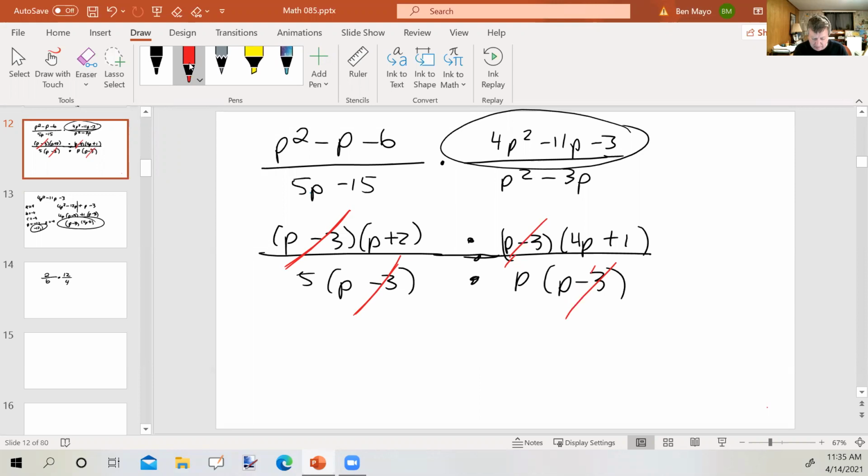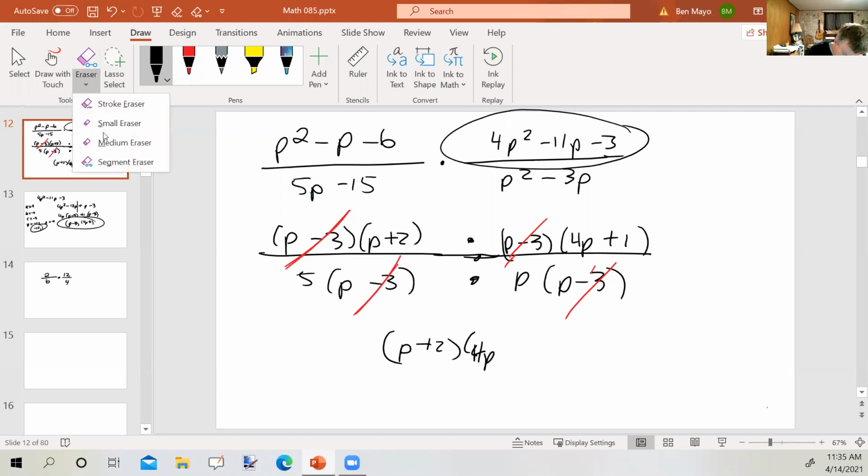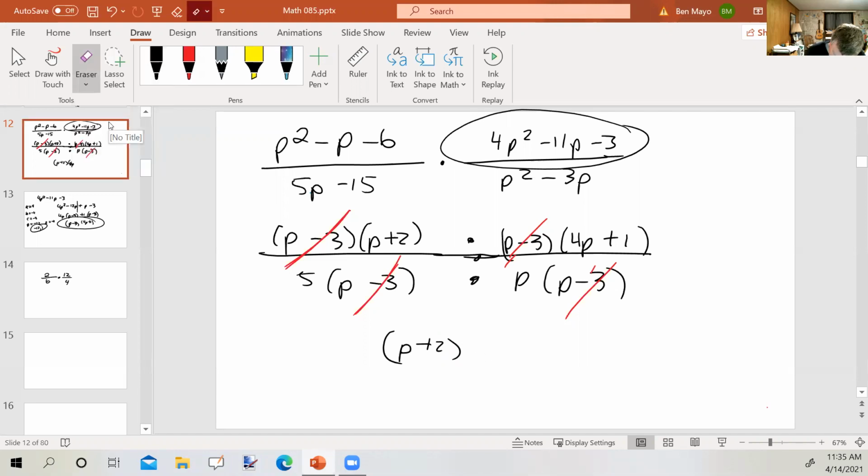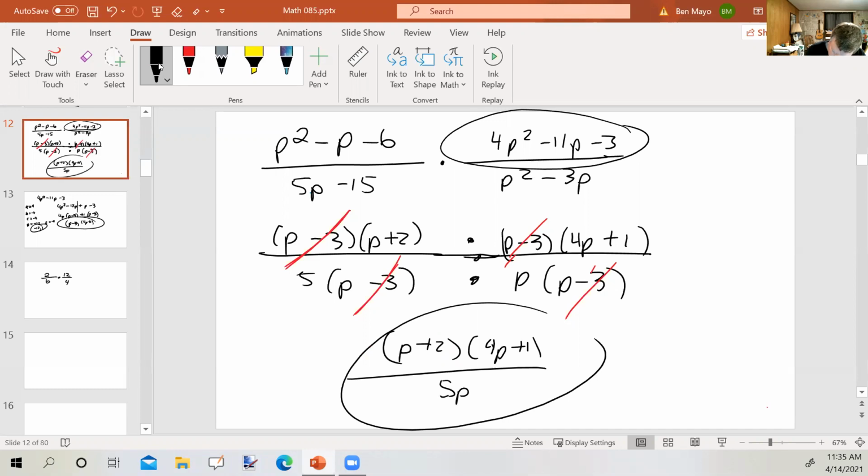Okay. So I've got 2 p minus 3s on top, 2 p minus 3s on the bottom. Those are going to go. And that's all it's going to go, isn't it? So I've got p plus 2, 4p plus 1, and on the bottom 5p. So we don't have to distribute the top answer, it just stays as it is in the parentheses? Yeah, unless it tells you otherwise, I believe you can keep it factored. Try it and see what happens, but I think they'll accept it.